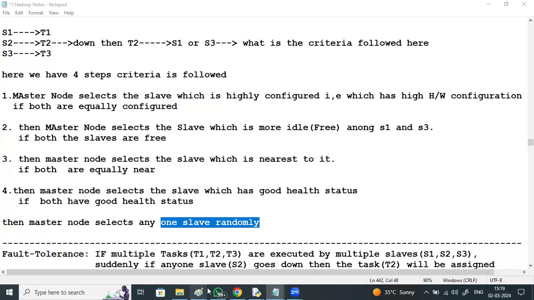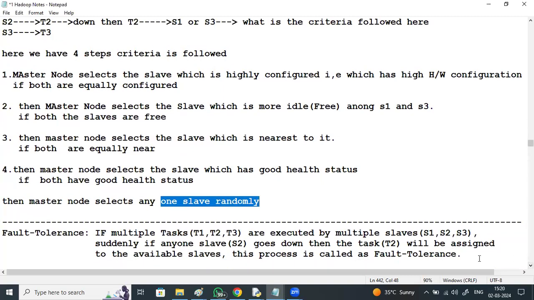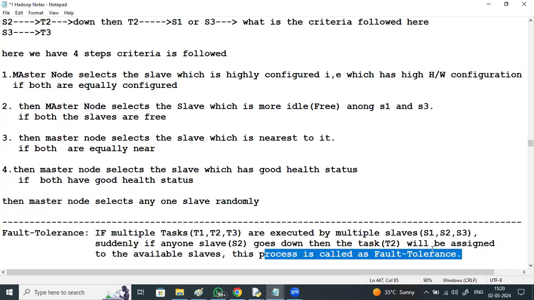Fault tolerance. What do you mean by fault tolerance? If multiple tasks are executed by multiple slaves S1, S2, S3, and suddenly any one slave goes down, then the task T2 will be assigned to the available slaves. When multiple tasks are executed by multiple slaves, if any one slave goes down, the task of that slave will be assigned to the other slaves. This process is called fault tolerance.